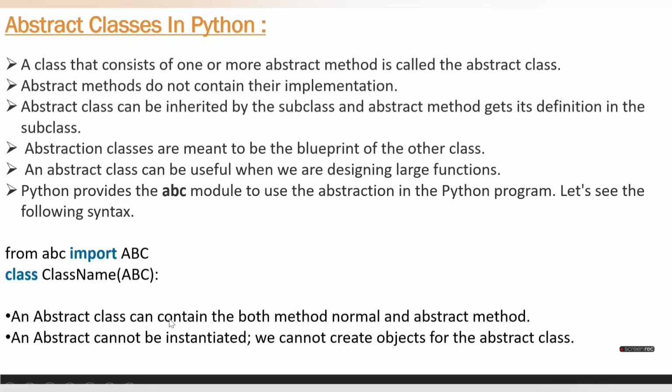An abstract class can contain both a normal method as well as an abstract method. An abstract class cannot be instantiated, meaning you cannot create the object of an abstract class. So that's the theory about abstract classes. Let's see in our code how we can make use of these abstract classes.